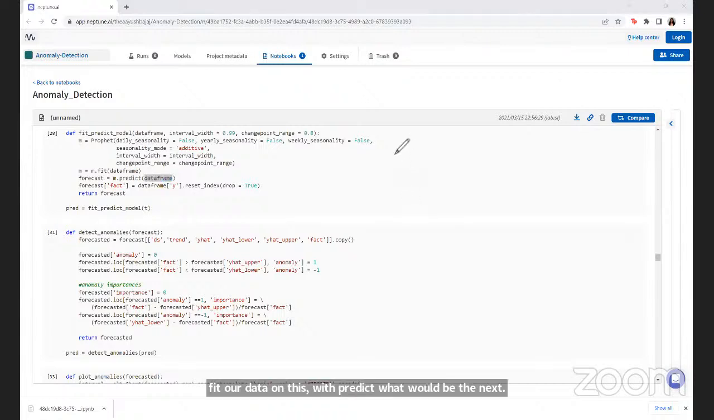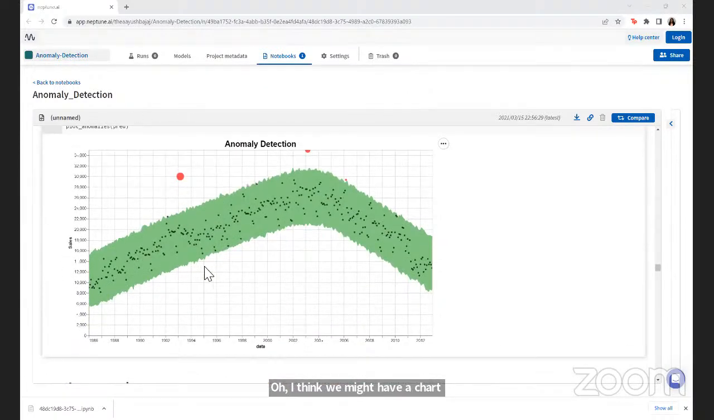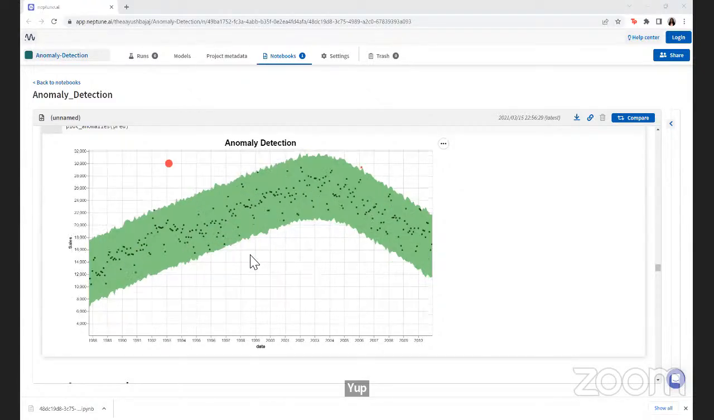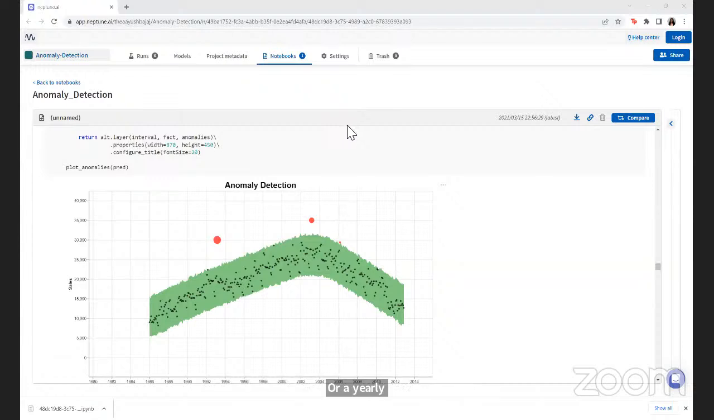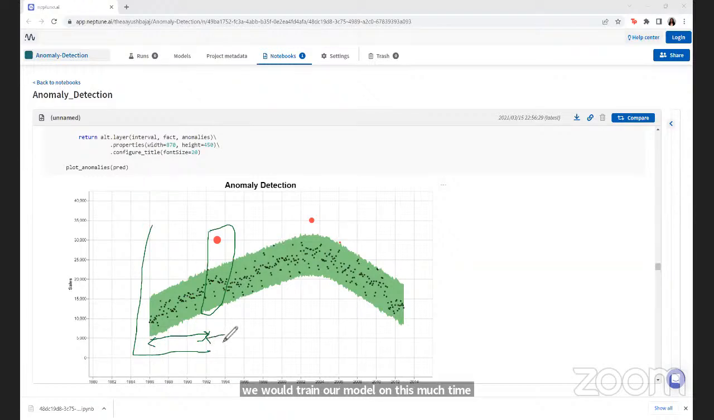So in ARIMA or in forecasting, let's assume that, oh, I think we might have a chart in the bottom. Yep. So in this plot that you see, what exactly I want to convey is that with every moving time period, there is a monthly trend or a yearly trend that we are seeing. How would we exactly detect anomalies if we were doing forecasting? It's actually an iterative process. To detect whether there are anomalies in this particular batch, we would train our model on this much time, and we forecast for this. If this is my present day where I want to check if there is an anomaly or not, I train my data on this much time.